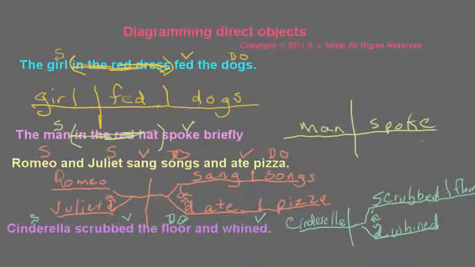All right. Cinderella whined what? We don't get any answer there. Well, then does that mean I should have connected the scrubbed and whined lines before I did floor? Ask yourself, did she whine the floor? And you'll say, that makes no sense at all. One of the verbs has a direct object and the other one does not.